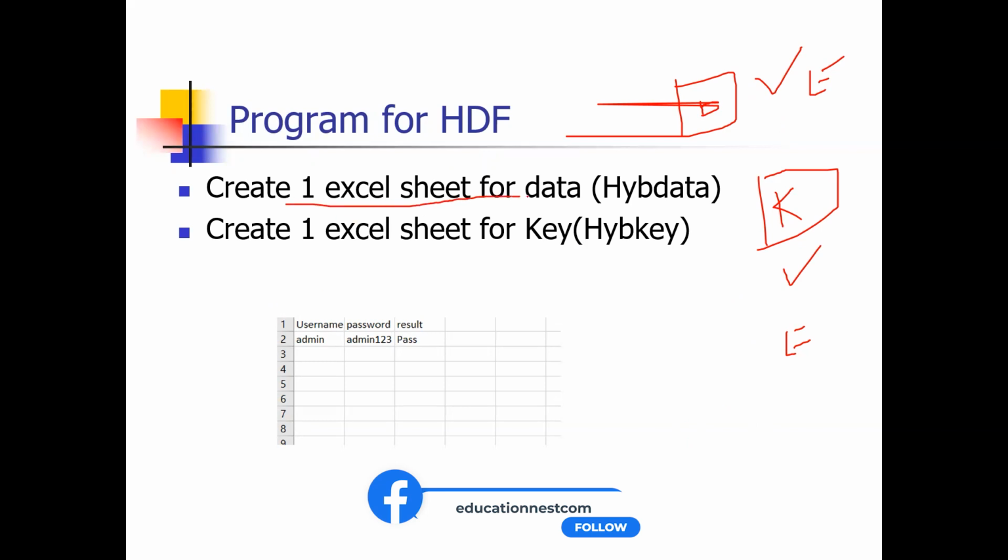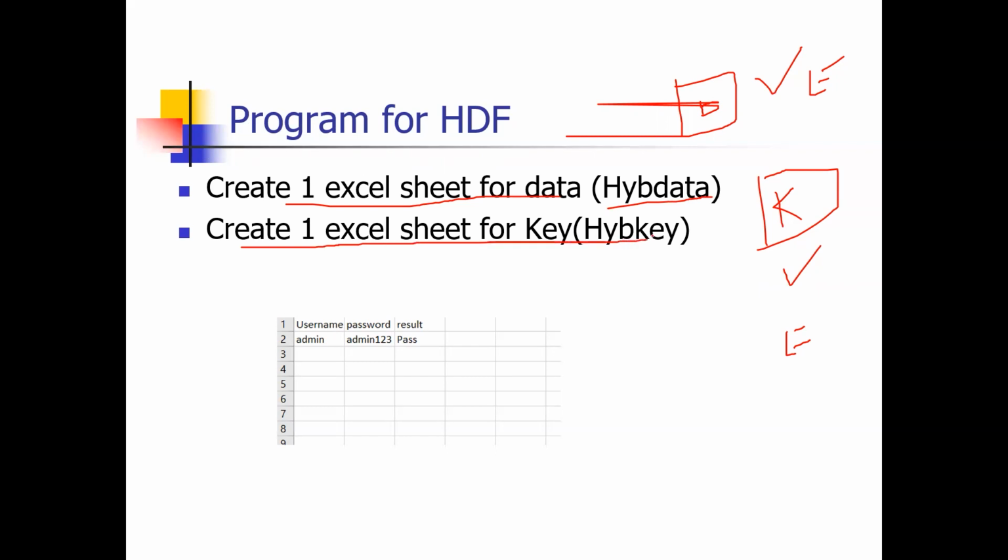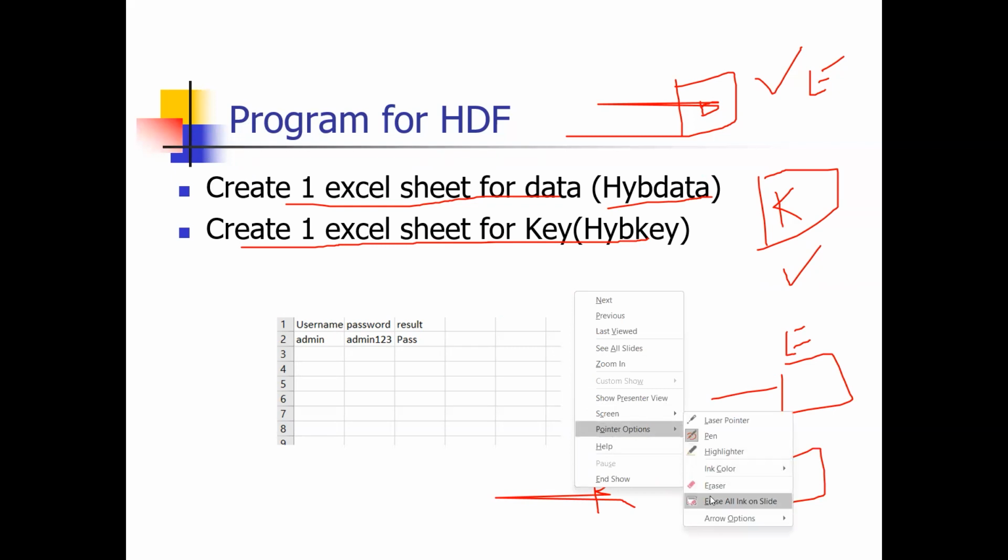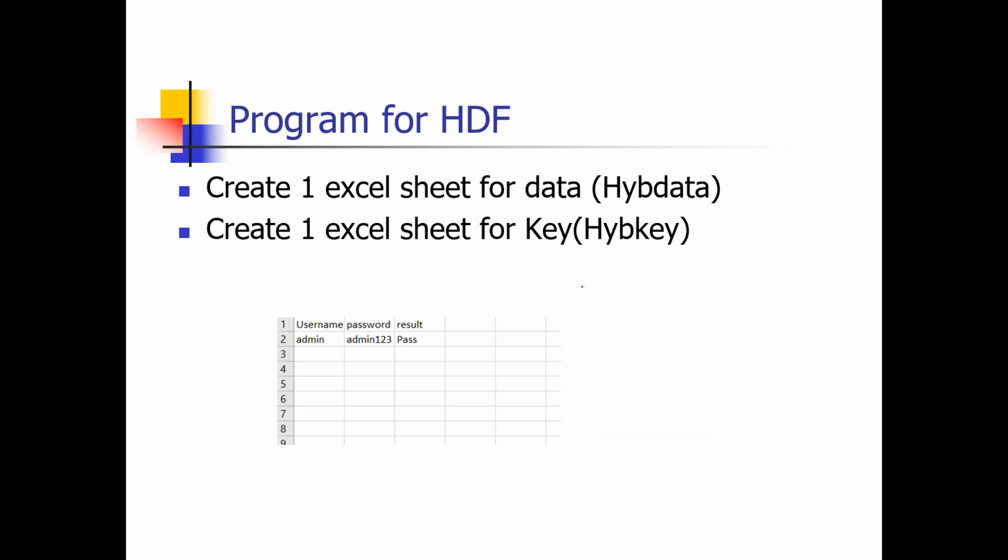One sheet you have to create for data. I have given that the name hybrid data; you can give any other name, HYB data. And one Excel sheet for keywords. Again, listen carefully. HDF, hybrid driven framework, is a combination of DDF and KDF. So for DDF, create one Excel sheet, and for KDF, create one Excel sheet. For DDF, the name given is HYB data. For KDF, the name given is HYB key.